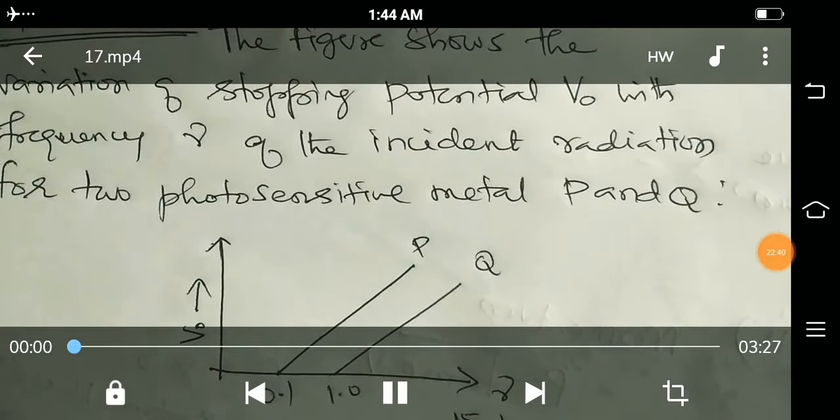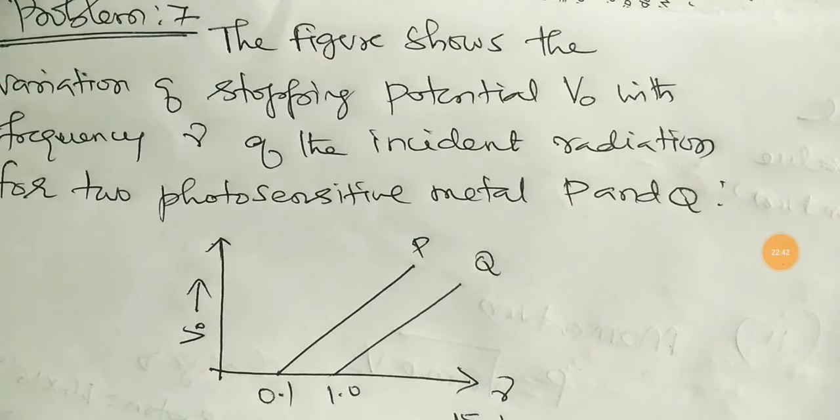Next question, children, is a board question. The figure shows the variation of stopping potential V0 with the frequency nu of the incident radiation for two photosensitive metals P and Q. That is a graph between V0 versus nu, a straight line. As we know, the threshold frequency value is given: for metal P it is 0.1, for metal Q it is 1.0.